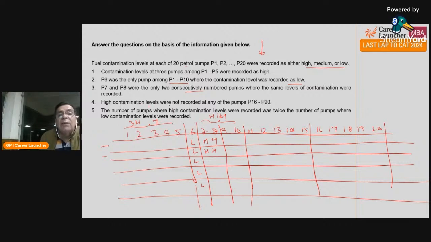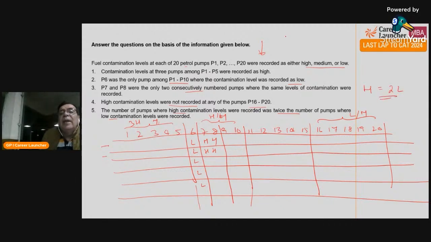High contamination level was not recorded in any of P16 to P20. So these are nothing but low or medium. High is not there. The number of pumps where high contamination level was recorded was twice the number of pumps where low contamination level was recorded. Now, very little information.